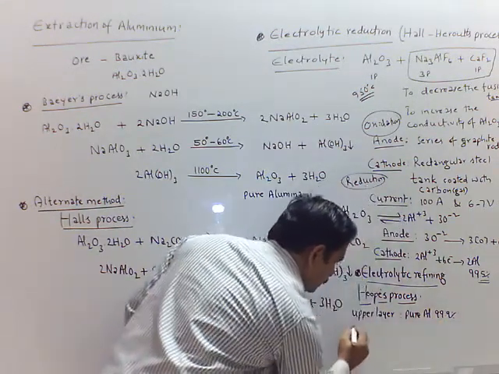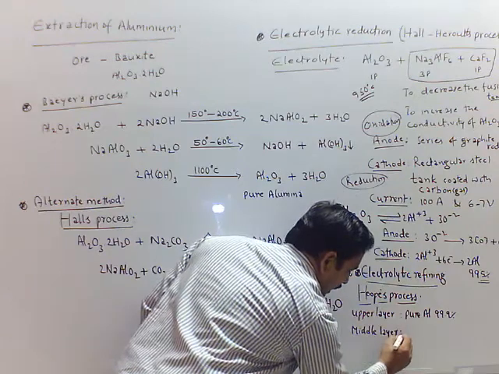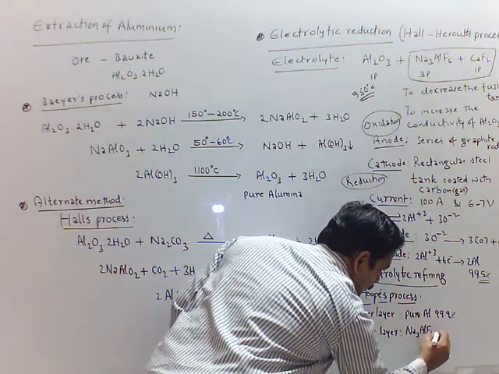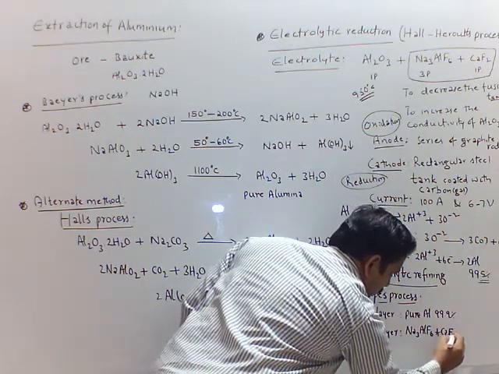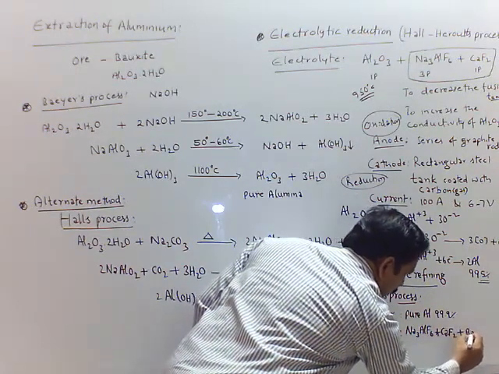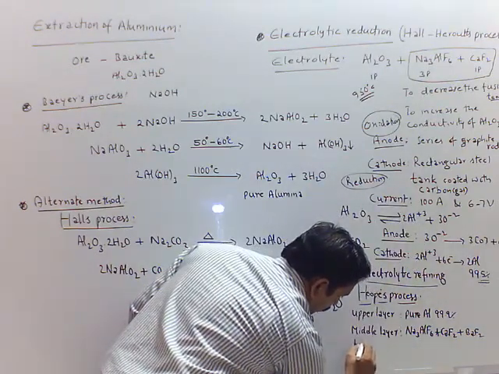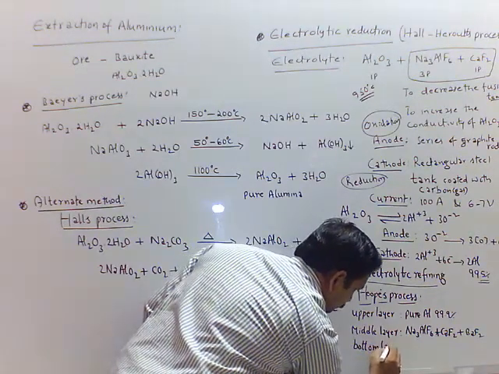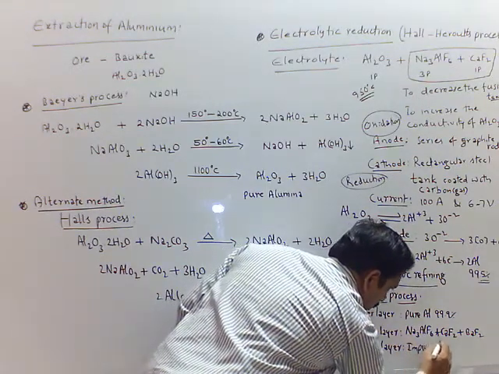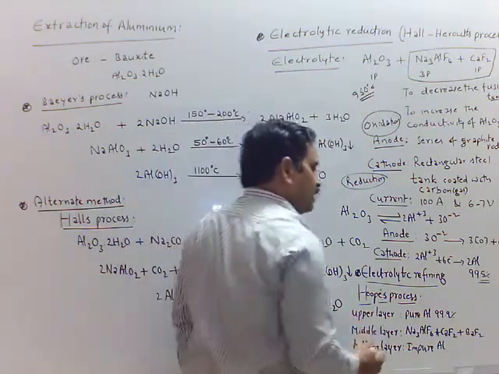That is 99.9% pure. The middle layer contains the electrolyte: Na3AlF6 cryolite, calcium fluoride fluorspar, and barium fluoride. The bottom layer is impure aluminium. We know at the anode oxidation takes place, at the cathode reduction takes place.